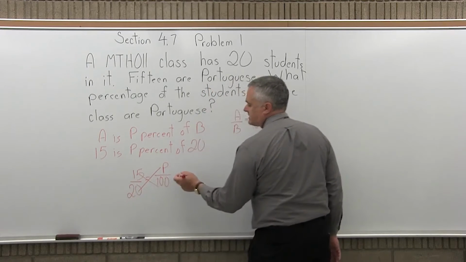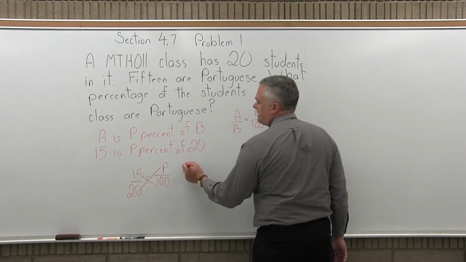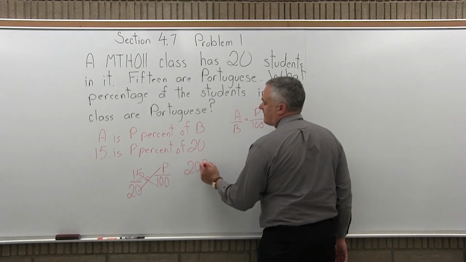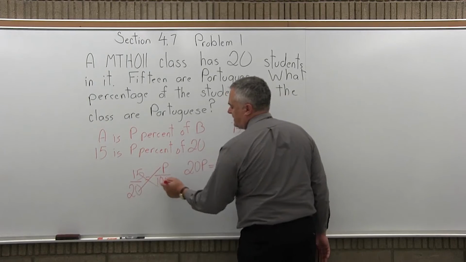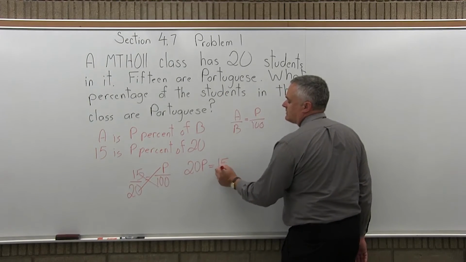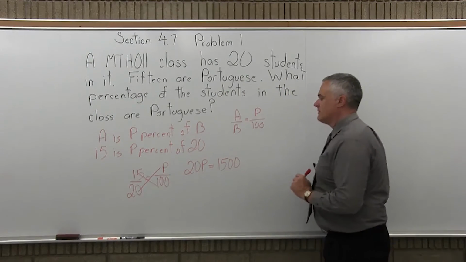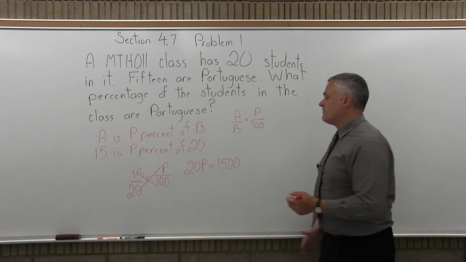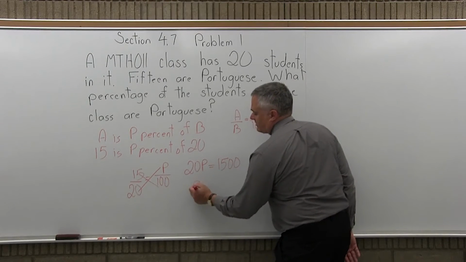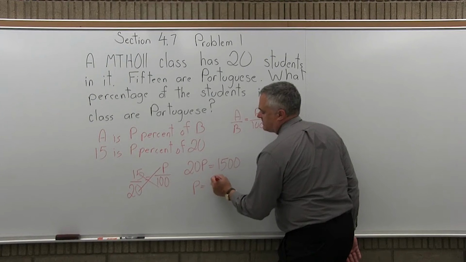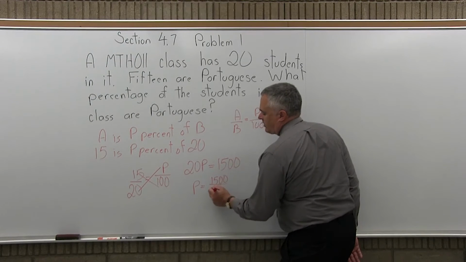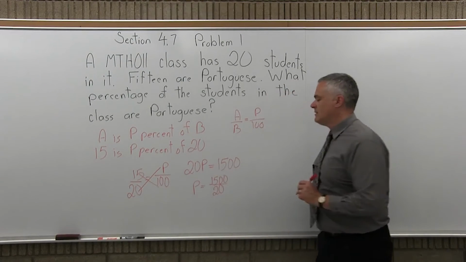You're going to divide what's next to the P. So 20 times P will be 20P. That will be equal to 15 times 100, which is 1500. Now to solve for our unknown of P, we'll just divide the 20 into the other side. So P is 1500 over 20.